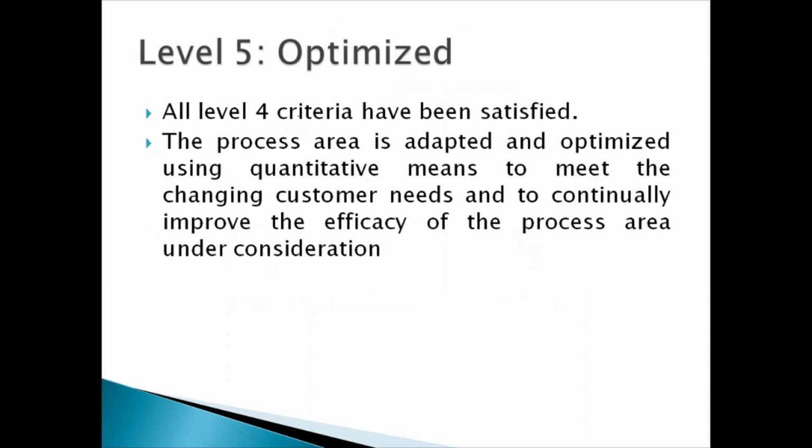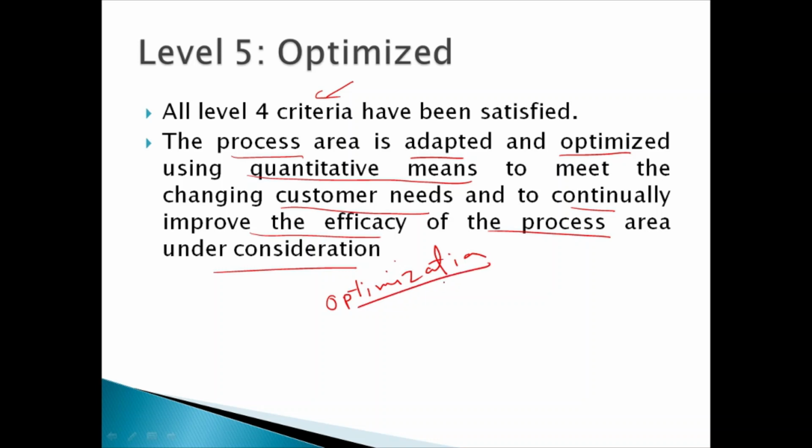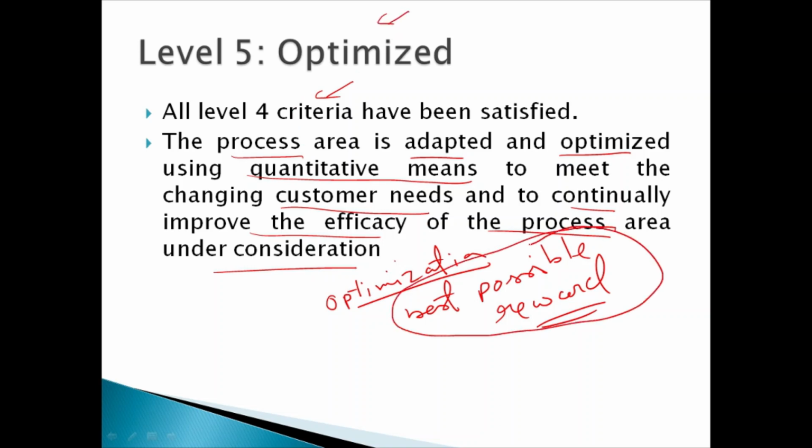Okay. Level 5 talks about optimized. So all level 4 criteria have been met. The process area is adapted and optimized using quantitative or statistical means to meet changing customer needs and to continually improve the efficacy of the process area under consideration. In general, when we talk about optimization, it is nothing but obtaining the best possible rewards under given constraints. So at this level we are talking about constraints and obtaining the best possible reward.